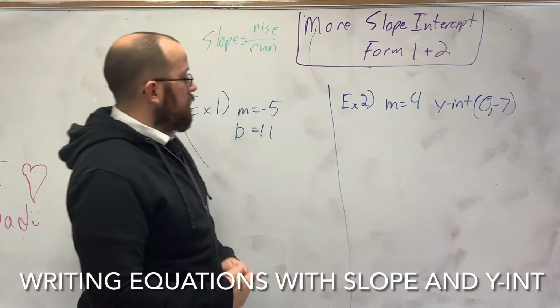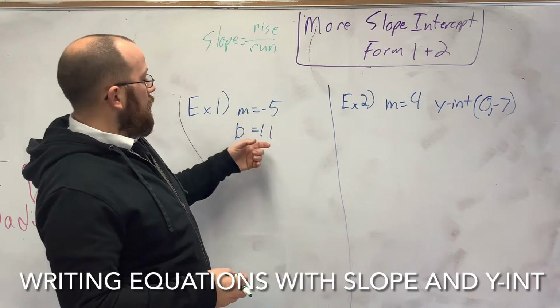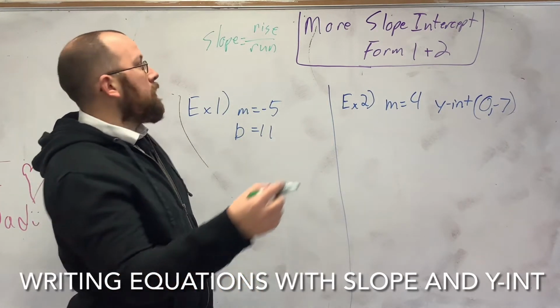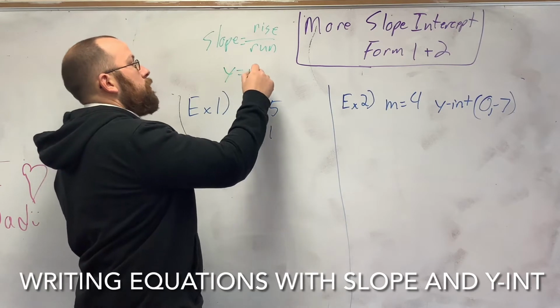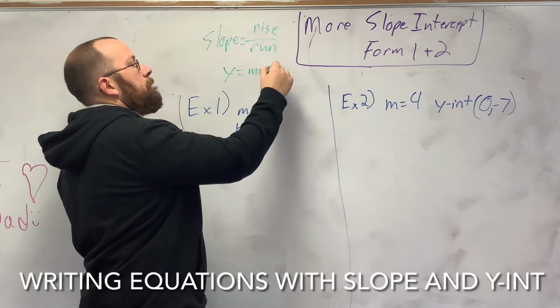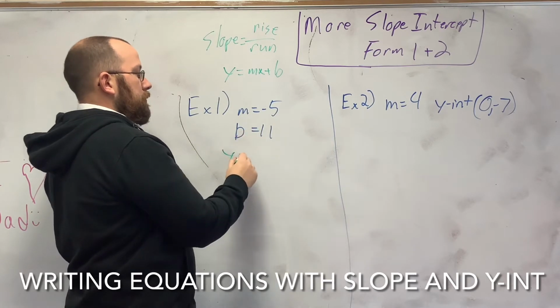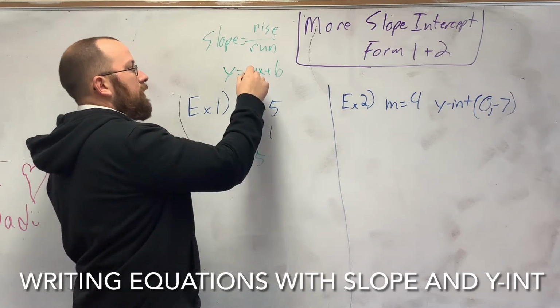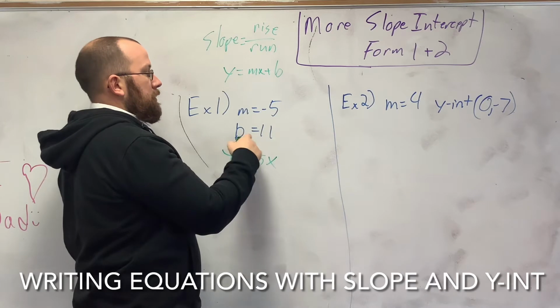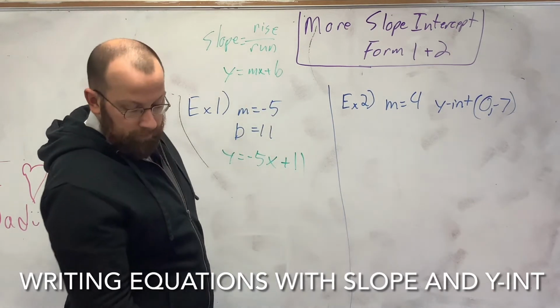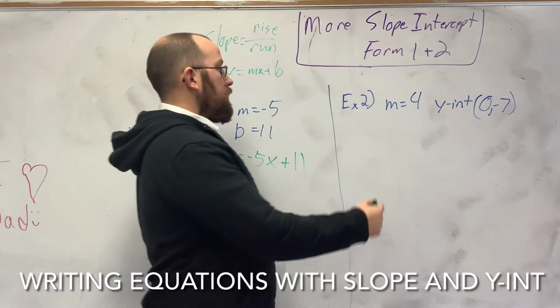You'll need to know that for graphing purposes. But for right now, I'm just giving you the slope and the y-intercept in both of these, and I want you to write them in slope intercept form. Hence the name more slope intercept. So my slope is -5. So -5, I just plug it in right there. X. Then I plug in what's for my b. Not super difficult.